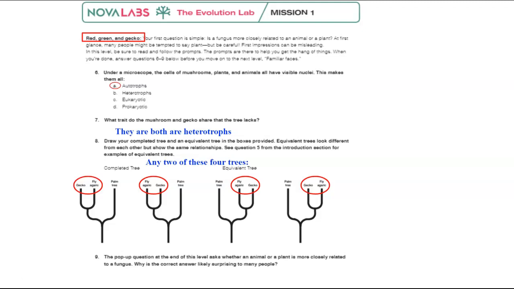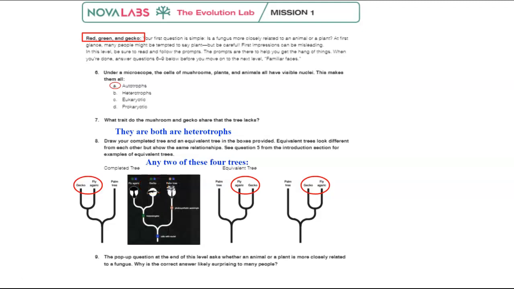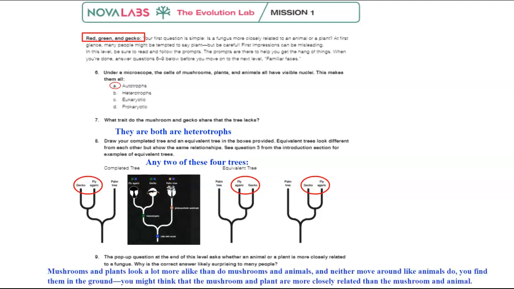The pop-up question at the end of this level asks whether an animal or plant is more closely related to a fungus. Why is this correct answer likely surprising? Mushrooms and plants look a lot more alike than mushrooms and animals do. Neither move around like animals do. You find them both somewhere in the ground, so you might think that a mushroom and plant are more closely related than a mushroom and animal. But it turns out the mushroom and the gecko, which is an animal, are actually more closely related than the mushroom and the palm tree.